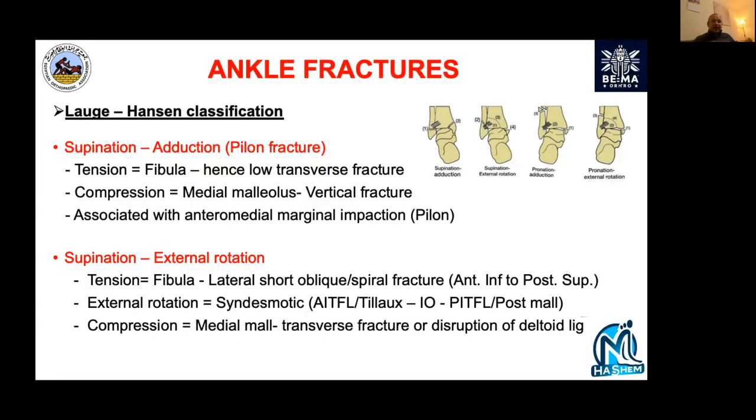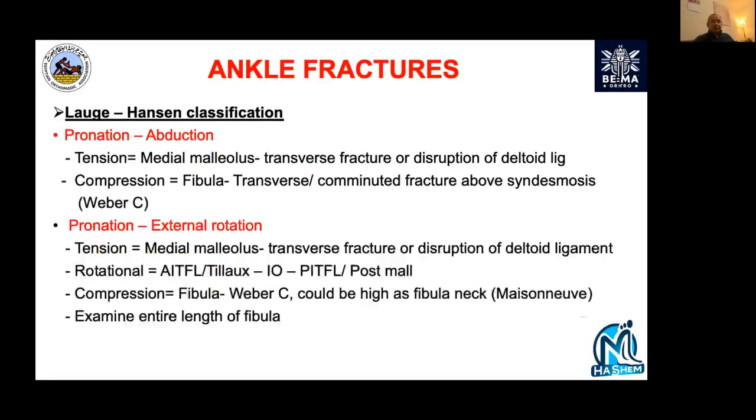Supination external rotation, again, tension will be on the lateral side, the fibula will fail in tension, then the medial side will fail in compression. Between them, the external rotation element where the syndesmosis will fail in sequence, starting with anterior because it's an external rotation. Anterior fails first in the form of anterior inferior talofibular ligament rupture or T-low fracture, then interosseous ligament rupture, then posterior inferior talofibular ligament or posterior mal fracture.